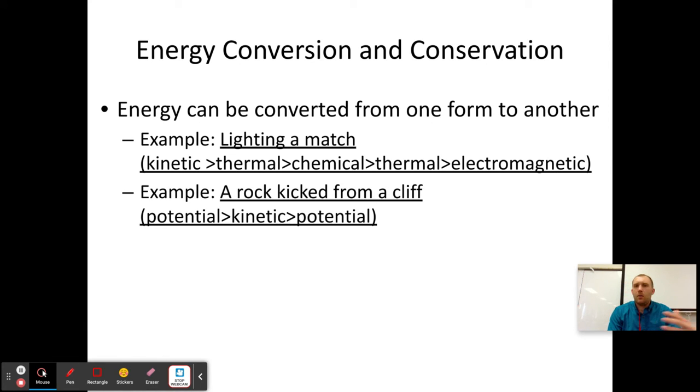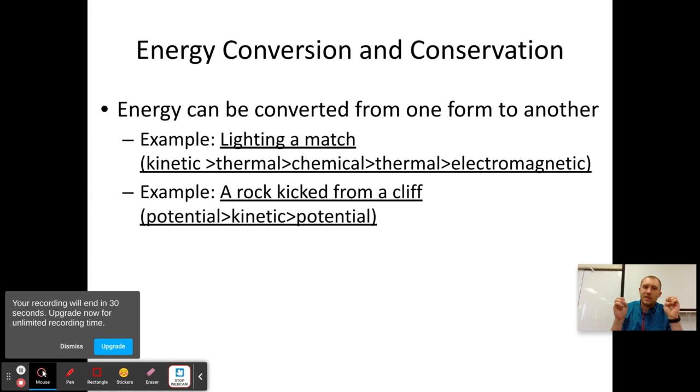Another example, we do the rock example a lot since rocks aren't propelled by anything. So we use the rock example a lot on the top of a cliff, at the bottom of the cliff, rolling down a hill. If you had a rock at the top of a cliff, it has potential. You kick it off the side, it starts falling. That potential becomes kinetic, and then it has less potential. But unless it goes all the way to the center of the Earth, that doesn't ever hit zero potential.